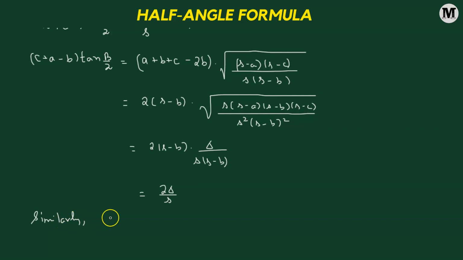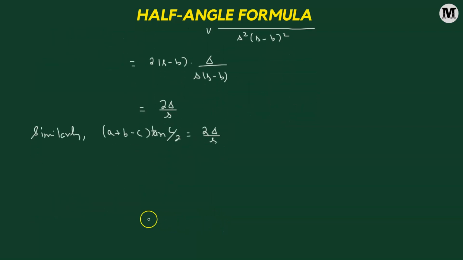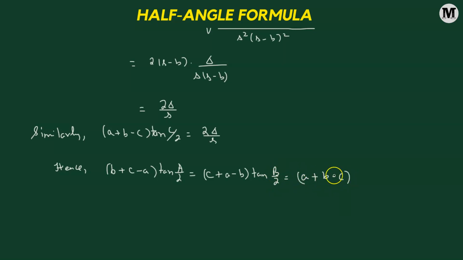Similarly, for the expression (a plus b minus c) multiplied by tangent of C over 2, we can show that this is also equivalent to 2 delta over s. So here we have successfully shown that. Hence, we have shown that if we take the expression (b plus c minus a) multiplied by tangent of A over 2, this is the same as (c plus a minus b) times tangent of B over 2, and also it is equal to (a plus b minus c) multiplied by tangent of C over 2. Hence proved.